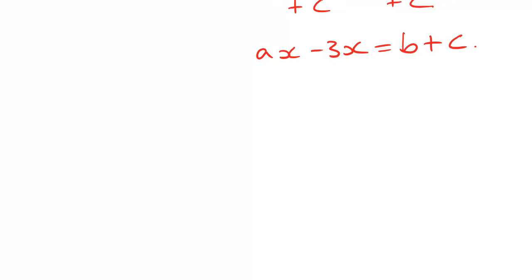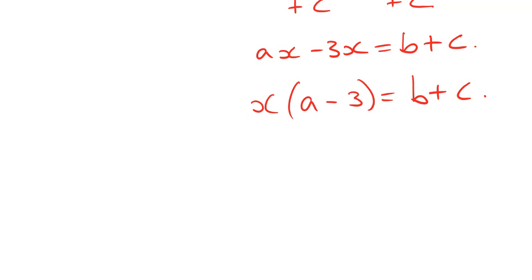The third thing to do, and this is the way to get from two x's in the equation down to one, is we're going to factorize. So we're going to rewrite this left-hand side with brackets. It's the same thing as x multiplying a minus 3. And that is the trick that we're going to try to find every single time.